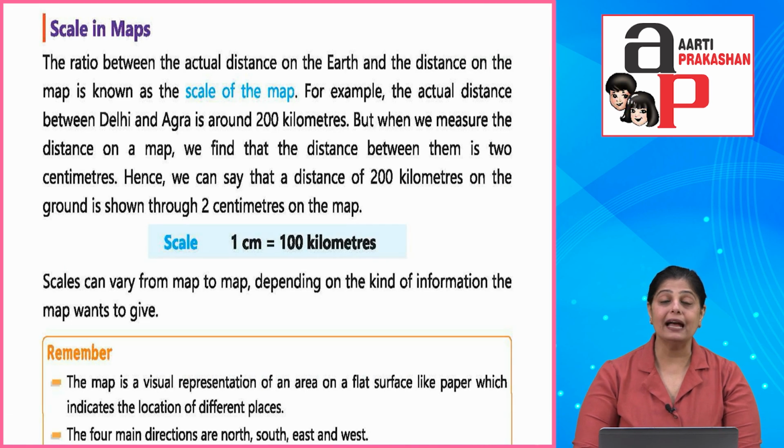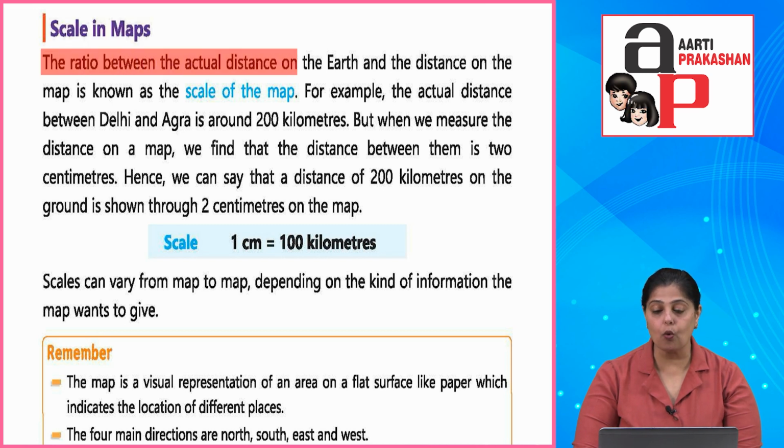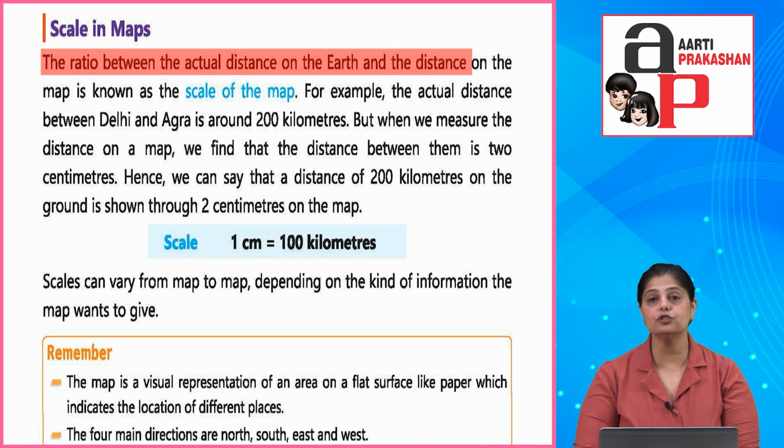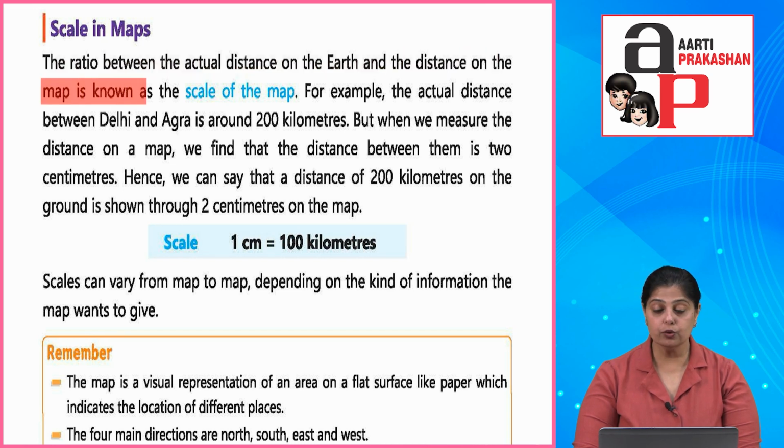Now, let's look at scale in maps. The ratio between the actual distance on the earth and the distance on the map is known as the scale of the map. That means the distance on the earth and the distance that is mentioned on the map, okay, the ratio of those is known as the scale of the map.